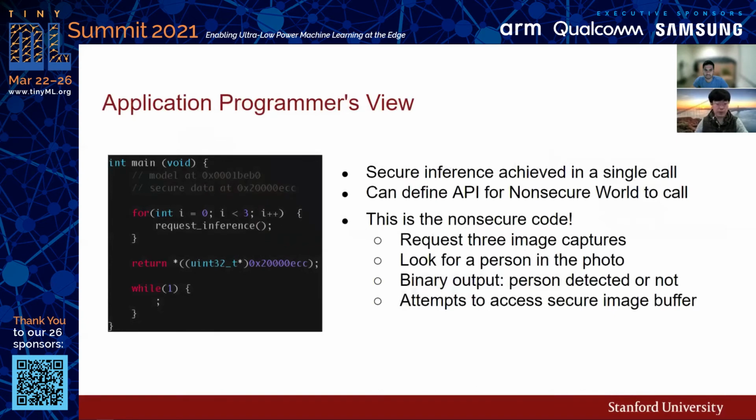Our trusted code handles peripheral interfaces, TrustZone setup, and initialization of the TF-Lite Micro runtime. It is non-trivial, but we abstract this away from the application programmer via the API that we expose. The application programmer has a much simplified view. They can request secure inference in a single call, and there is flexibility in defining the API that the non-secure world has access to. The example shows that non-secure code can request 3 image captures and get a binary output of whether we see a person or not. Any attempt to access the raw data in the secure image buffer will result in an exception.